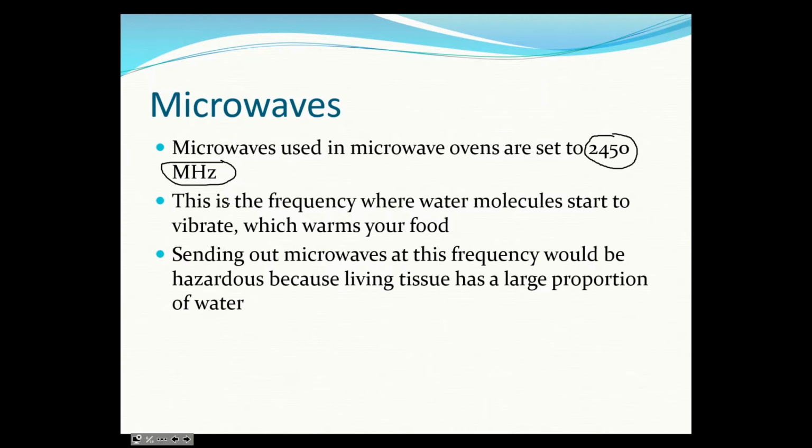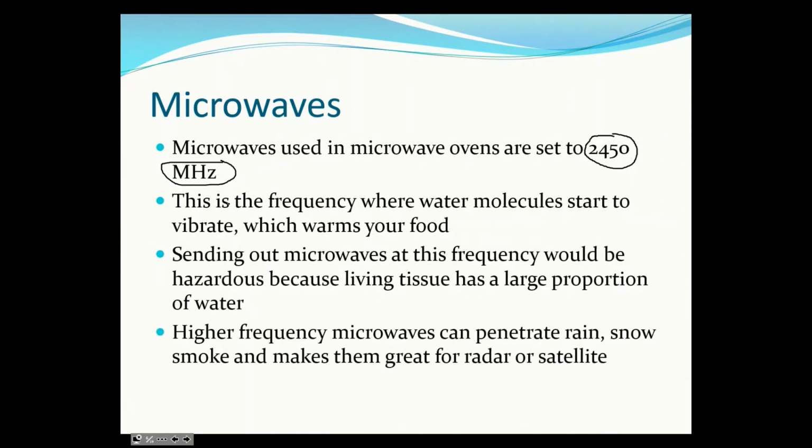And there's a misconception about microwaves. People hear microwaves and they think, oh, it's going to cook you. But microwave is what Wi-Fi runs off of. So Wi-Fi in your house is a microwave signal. Cell phones run off of microwaves. And the great thing about microwaves is that they can penetrate rain, snow, smoke, which makes them great for radar or satellite or cell phones, right?